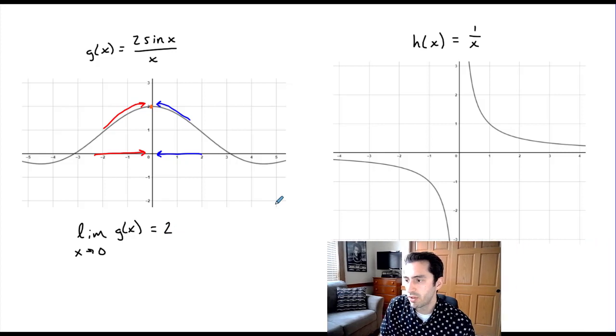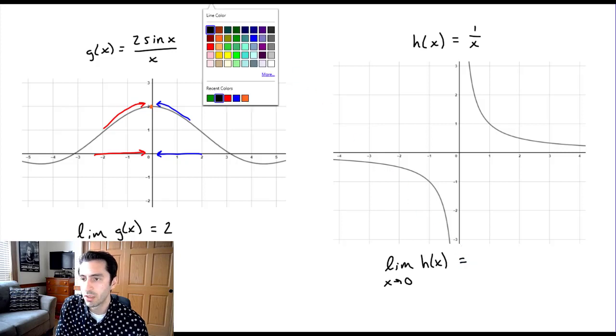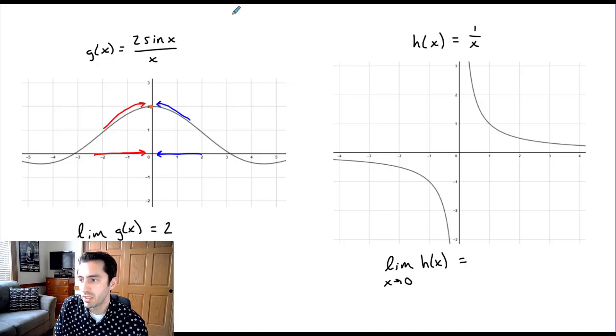And now let's do the same thing for our second graph. So let's take a look at the limit of h of x, which is the function 1 over x, our reciprocal function. And then let's take a look at what we end up with as we approach 0. And what is this equal to? So same idea. We need to take a look as our x values are getting closer and closer to 0 from the left, what's happening to our graph. In this case, our graph is falling very quickly, and we're actually shooting down to negative infinity.